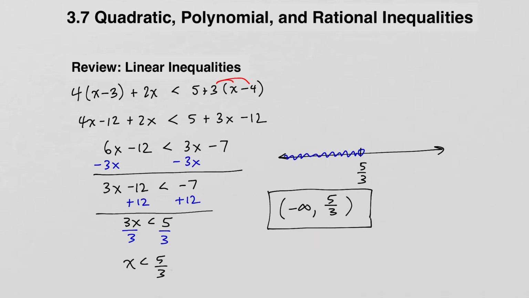So how are these polynomials different? Well, basically, if you have a quadratic inequality, you will have x to the second power. If you have a polynomial inequality, you could have x to any power greater than 1. And with a rational inequality, not only can you have powers of x greater than 1, but you will also have fractions. So let's go ahead and take a look at some examples.